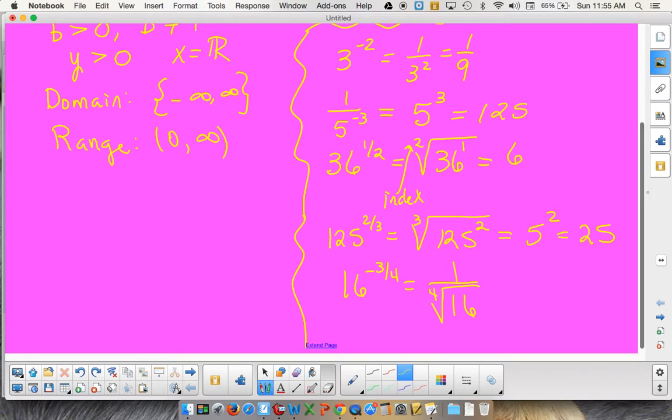The denominator goes on the outside. The 3rd power goes on the inside. You don't need the negative. You've already dropped it to the bottom. So what is the 4th root of 16? That would be 2 when you cube it. And, of course, you have 1/8.